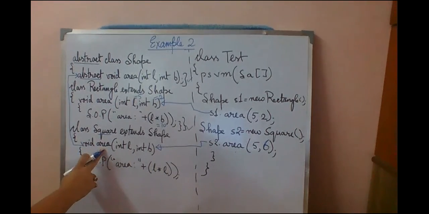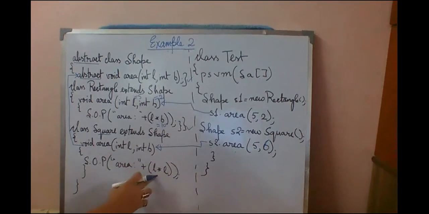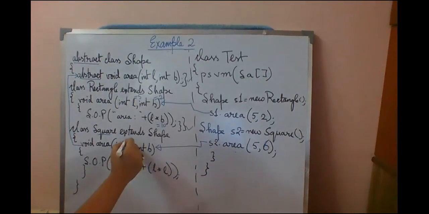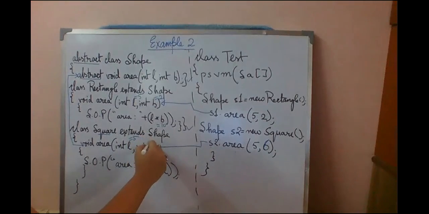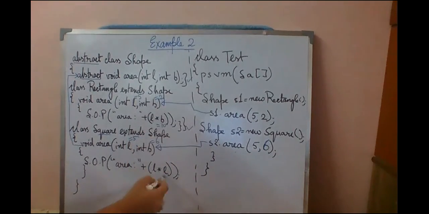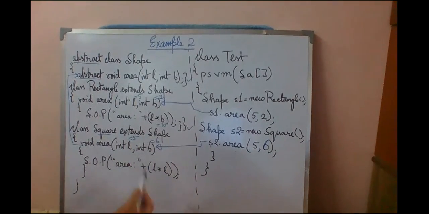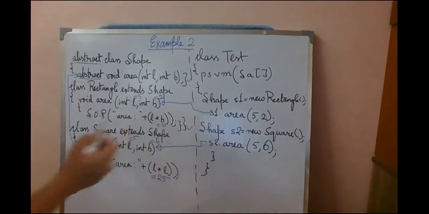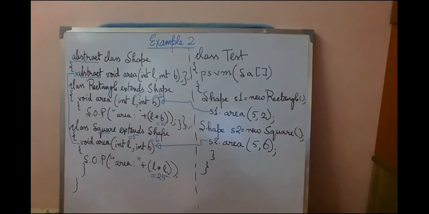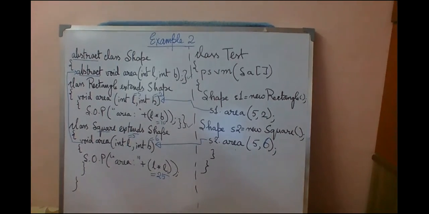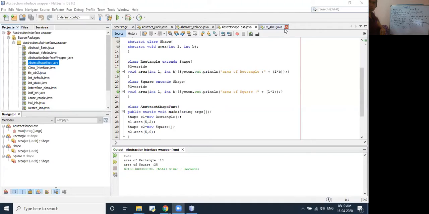So S2.area points to the method void area which has been implemented inside the square class, and here we are calculating area where L will be equal to 5, and if we are passing 5, 6, then breadth will be equal to 6. But we are calculating the area as 5 square, so supposedly the output should be 25. Okay. Now, we have coded this same thing in NetBeans, so we'll be jumping inside the code and see what the actual output comes out to be.